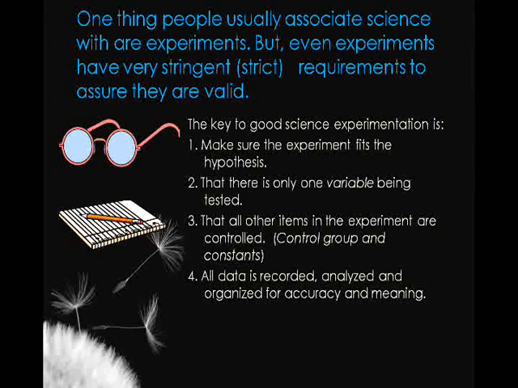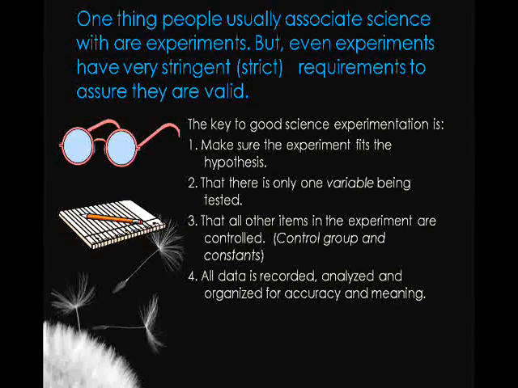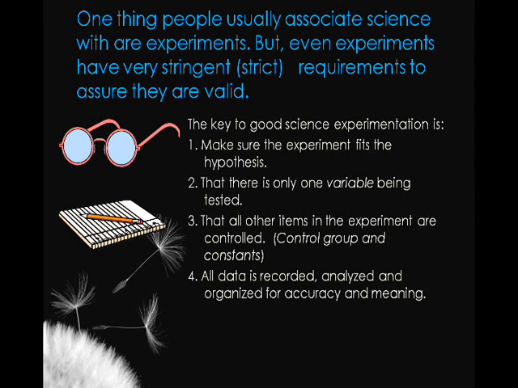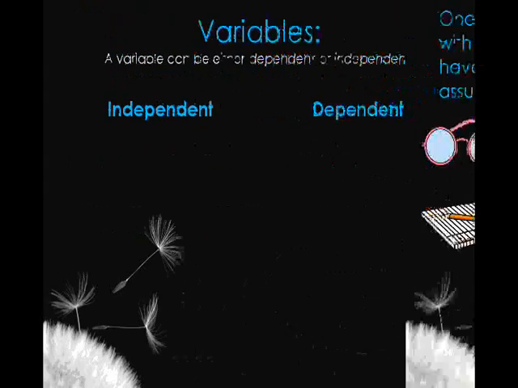Next, all data is recorded, analyzed, and organized for accuracy and meaning, so you provide graphs and good data tables that are easy to understand so that other people can tell what you did in your experiment. Also, the experiment and results are repeatable. You must be able to repeat the experiment, or someone else must be able to repeat the experiment, in order for it to be valid.